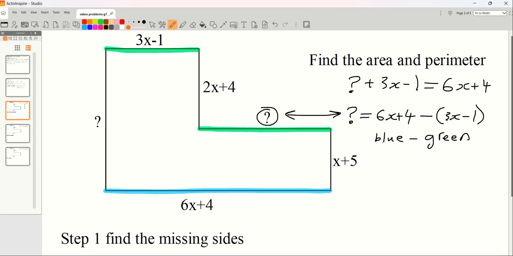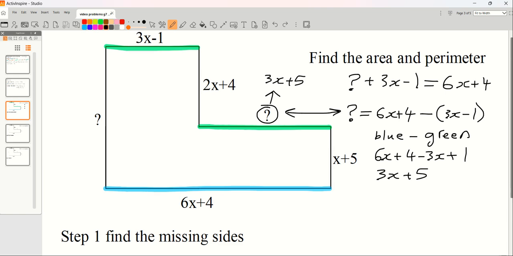This will now mean that it's going to be 6x plus 4 minus 3x plus 1. And this gives me a measurement of 3x plus 5, which now means this side is equal to 3x plus 5. This is done using this method. Now let's move on to our next part.